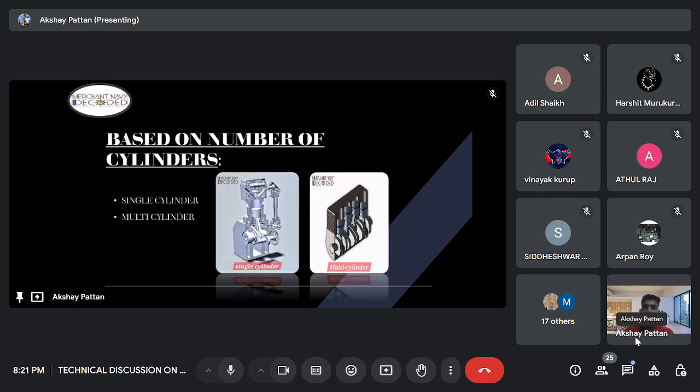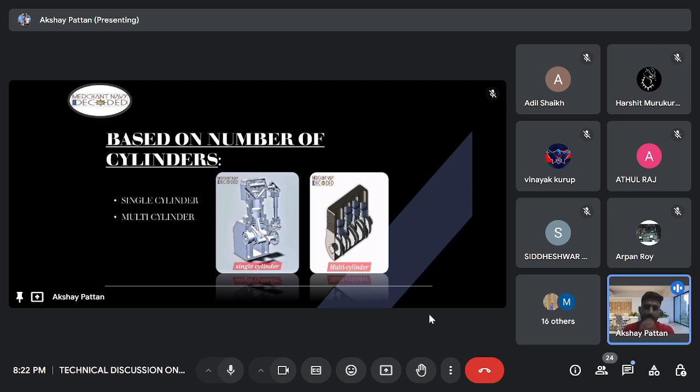So next one is based on number of cylinders, guys. Based on number of cylinders, we have two types, that is single cylinder and multi-cylinder engine. So I think there should not be any doubt. The picture itself explains what you mean by single cylinder engine and what you mean by multi-cylinder engine. Is there any kind of doubt about single cylinder or multi-cylinder?